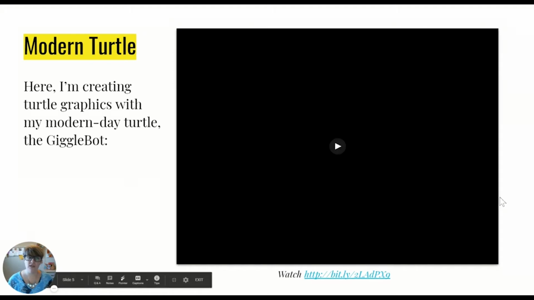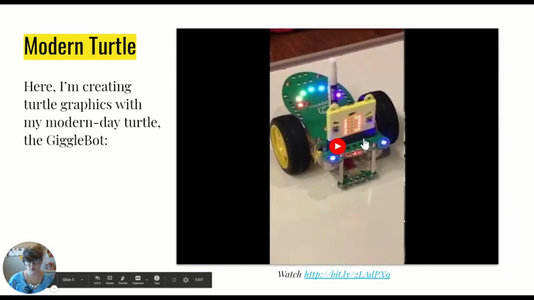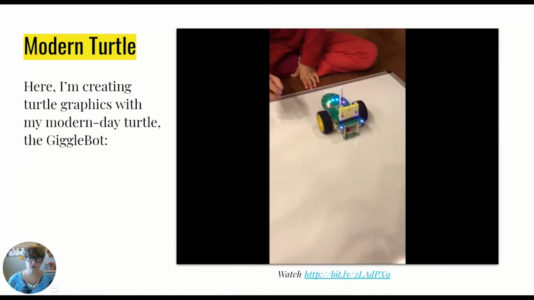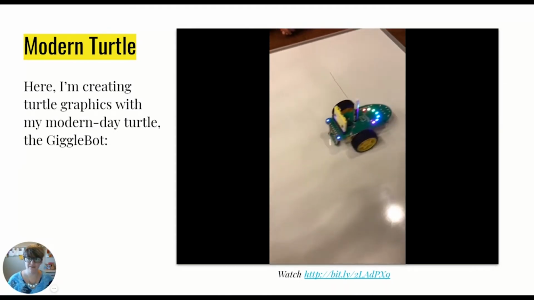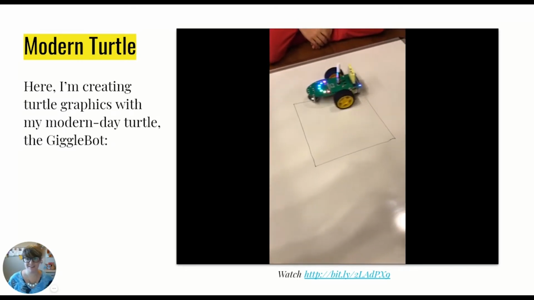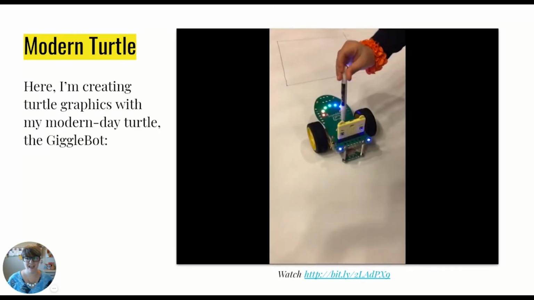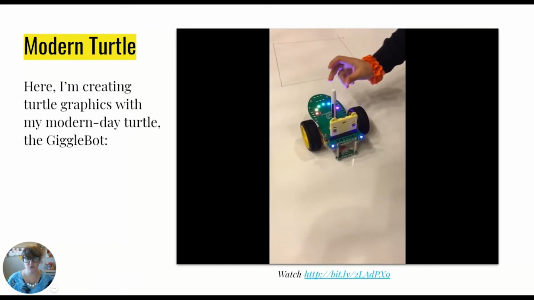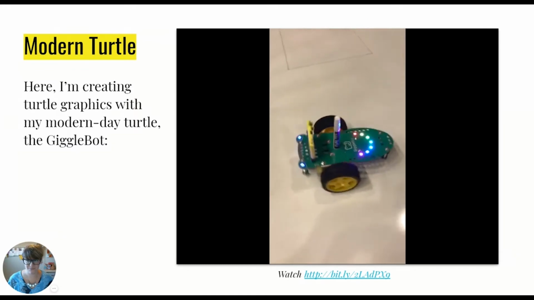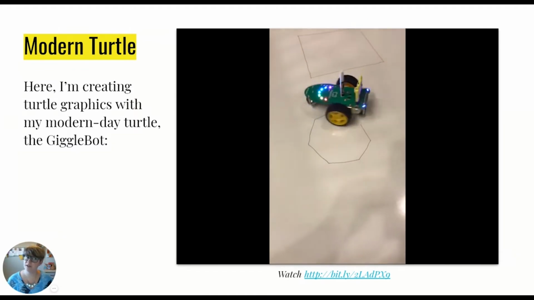Here, I'm creating a turtle graphic with a modern-day turtle called the Gigglebot. You'll notice that we've pre-programmed this into a computer chip attached. We've given it instructions to draw a square. Excellent. The marker goes right inside so that it can record our steps on the whiteboard below. Here we've tried a bit of a spiral.